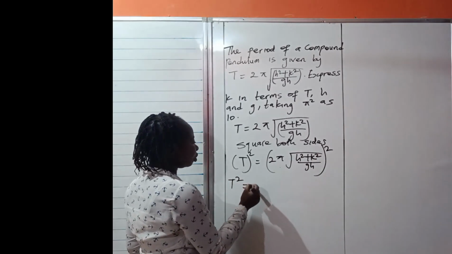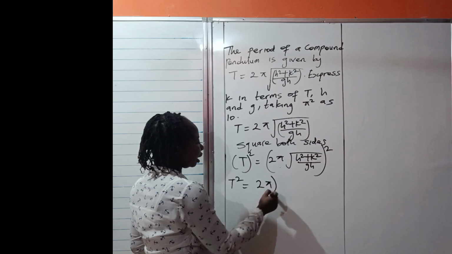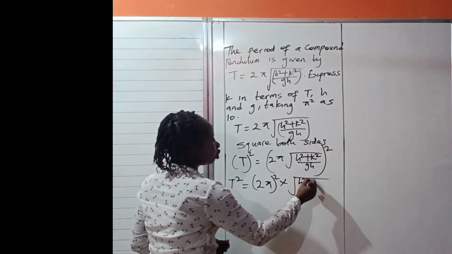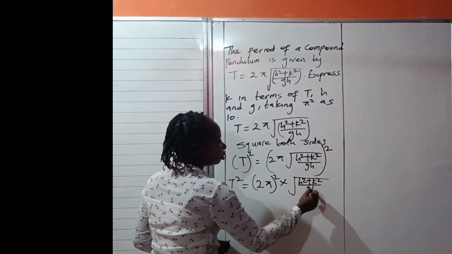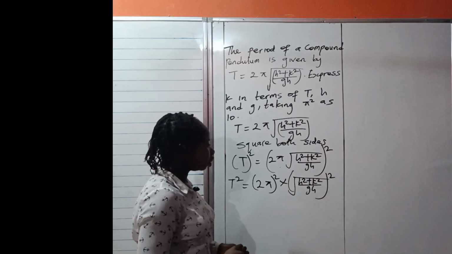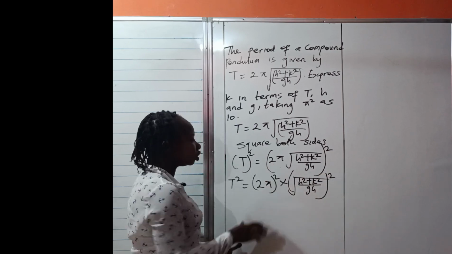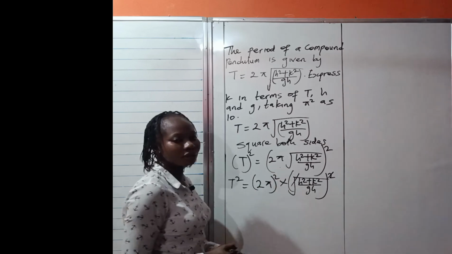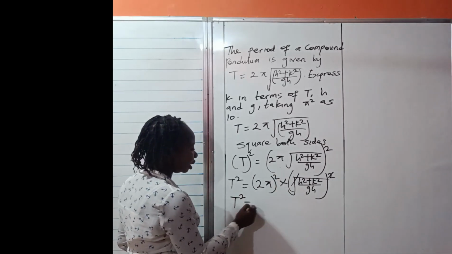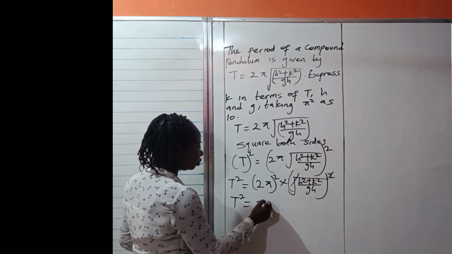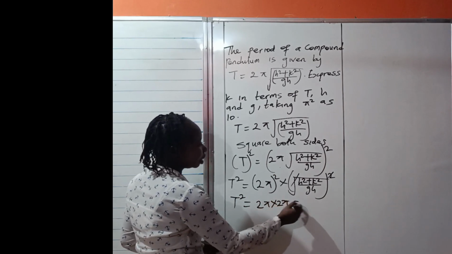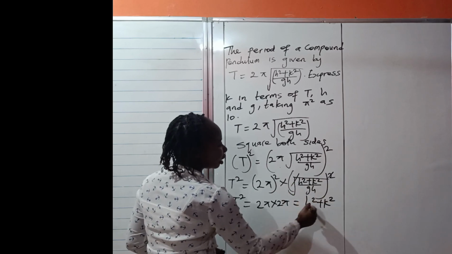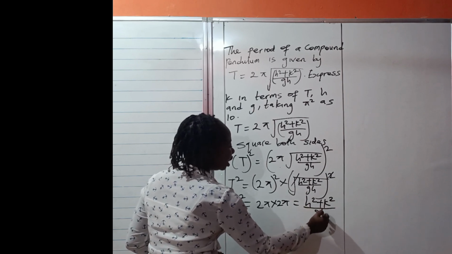So we have T squared equals 2 pi squared multiplied by h squared plus k squared. So this is what we have. It was when we multiply it together that we have this, so that you will know that this square is affecting both sides. So this square is going to cancel this square. We are left with T squared equals 2 pi multiplied by 2 pi, so we have been able to eliminate the square root, times (h squared plus k squared) over gh.